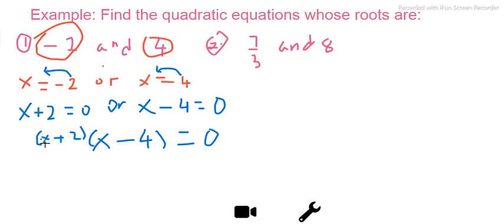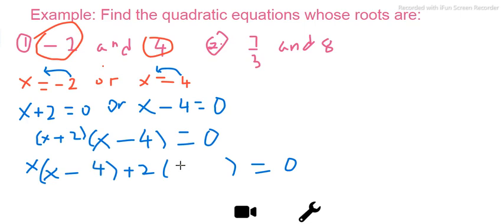So we take the first bracket, x plus 2. The first one here is x, so x will multiply everything here. We split this one: this x, we have a bracket; the second one with it is plus 2, then we have another bracket equals to 0. So what will now be inside this bracket is this x minus 4. So we have x minus 4 here, then we also have x minus 4 here.